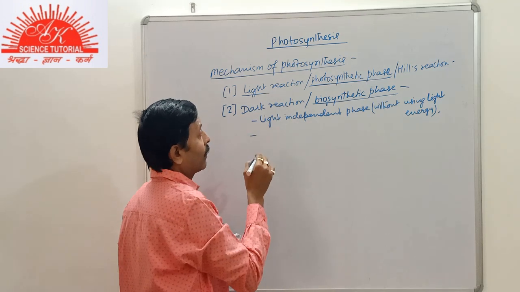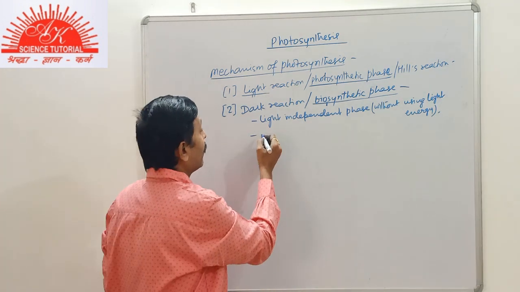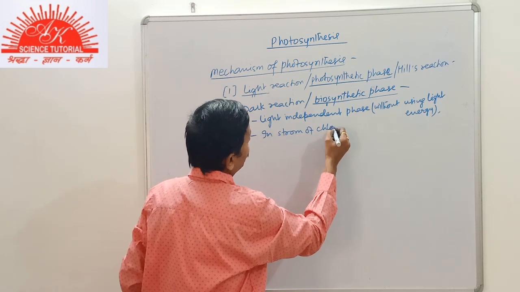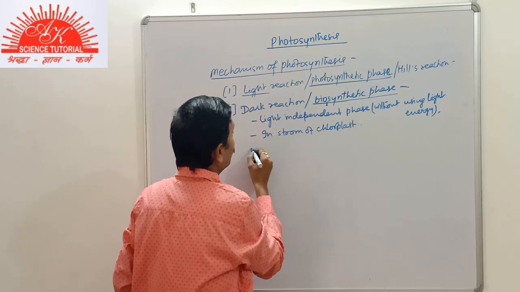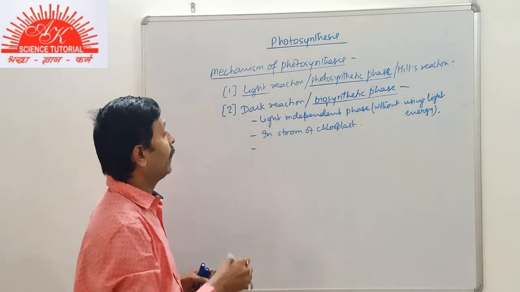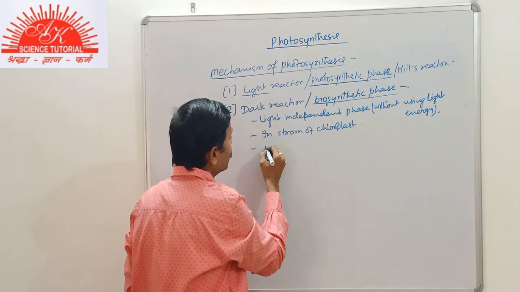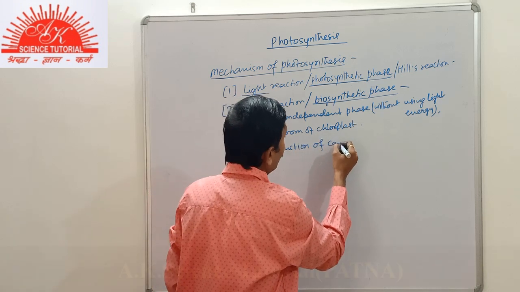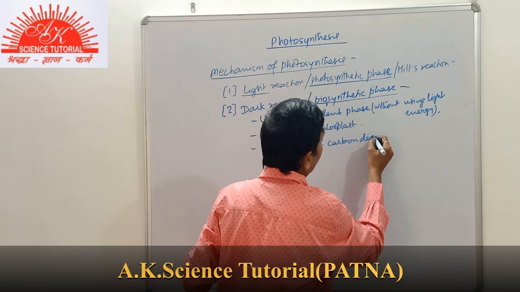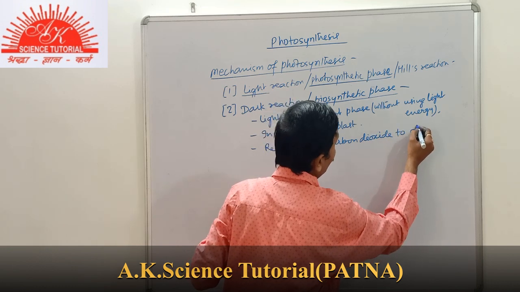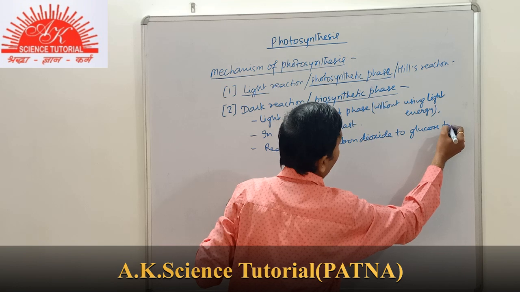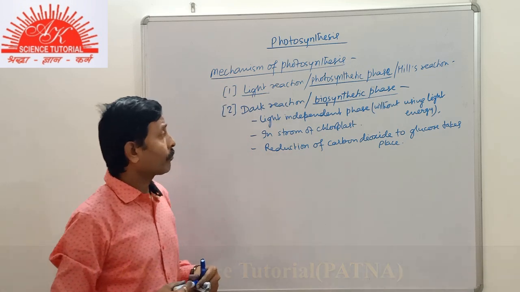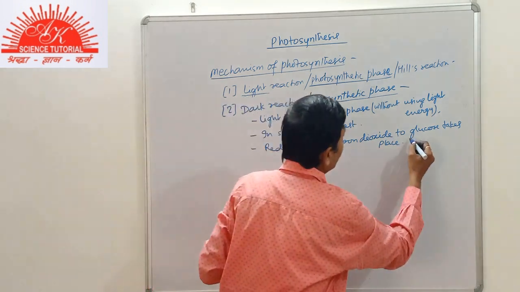Now next part, what is its location? Site of the reaction: it takes place in the stroma of chloroplast. And finally, in this process, reduction of carbon dioxide to glucose takes place. Students, the product of dark reaction is mainly glucose.